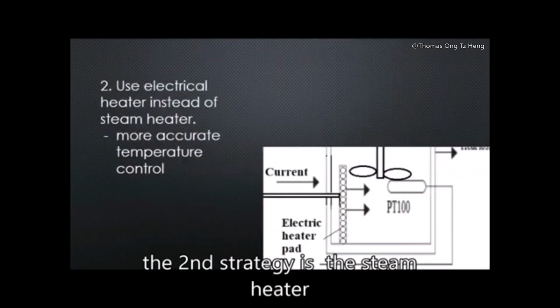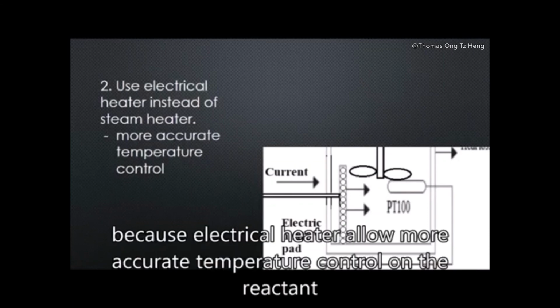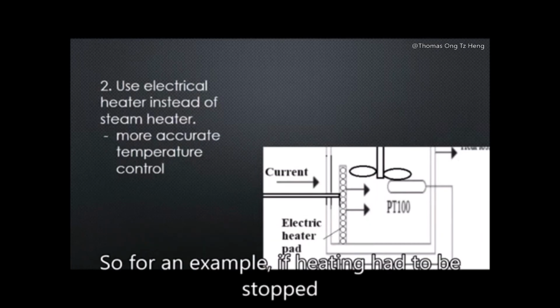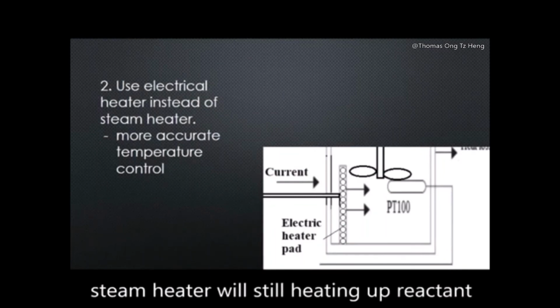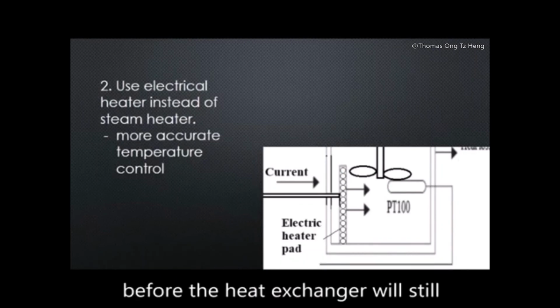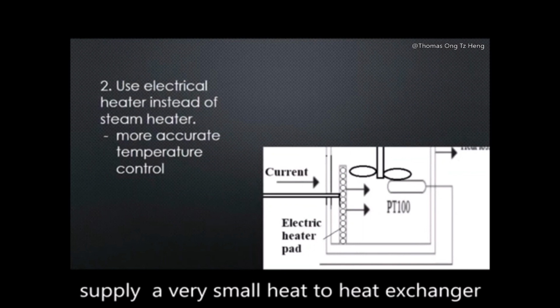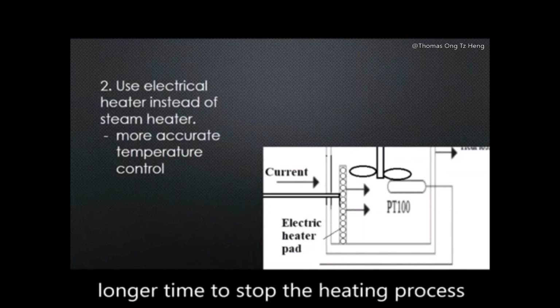The second strategy is that the steam heater should be converted into an electrical heater, because the electrical heater allows more accurate temperature control of the reactant. For example, if heating has to be stopped, the electrical heater will shut off directly, while the steam heater will still heat up the reactant because of the residual hot steam, which will still supply a very small amount of heat to the heat exchanger. This causes the steam heater to require a longer time to stop the heating process.